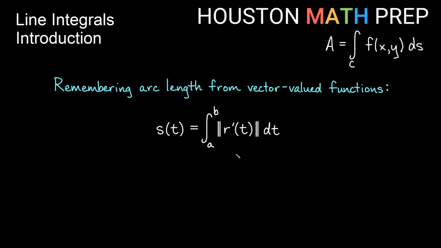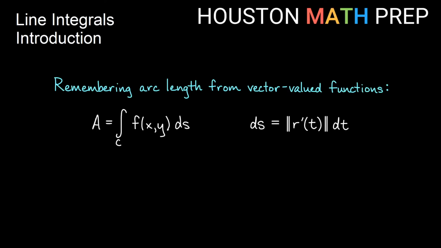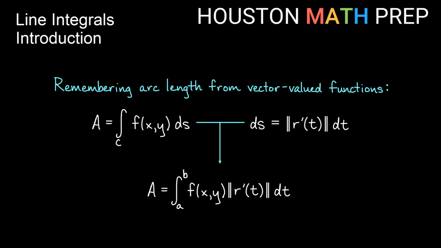So if this definition holds true, then that means if s of t is this integral here dt, then we actually know that ds is equal to this magnitude of r prime of t dt. And that's going to help us in our formula here, that we have this integral over my curve C of f of x y ds. So we need to drop that information in there. If I can define everything in terms of t, then I will integrate from t equals a to t equals b my function of x and y times the magnitude of r prime of t dt.